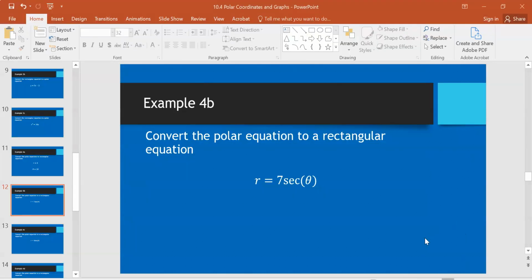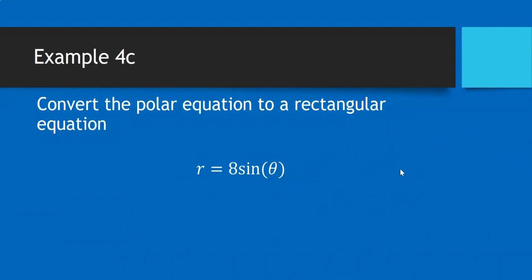I want you to try another one of those. I want you to manipulate this one. R equals 8 sine theta. Go ahead and push pause on the video and do that.